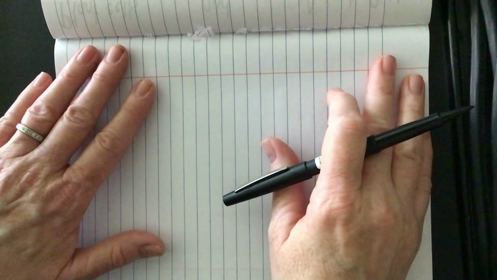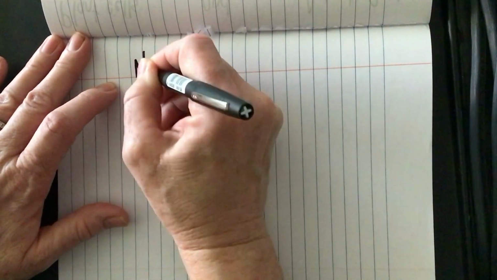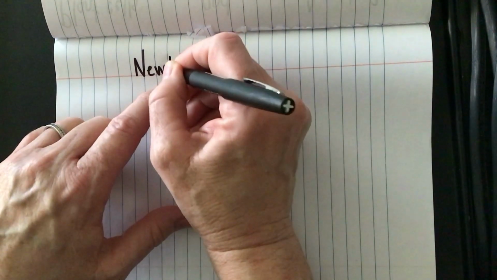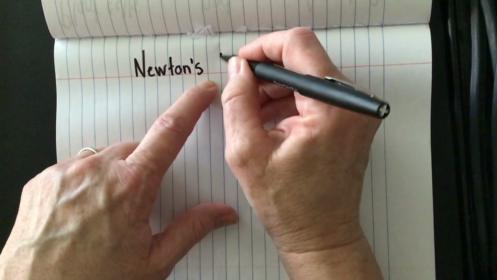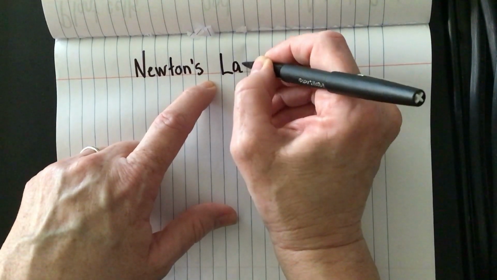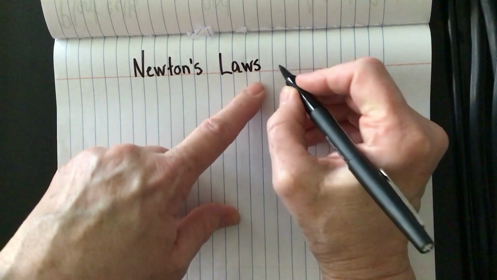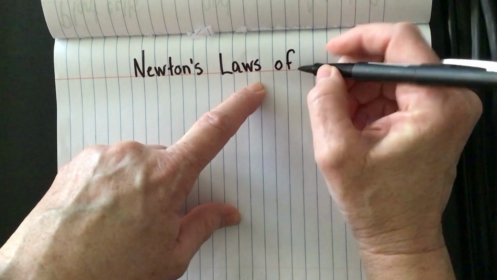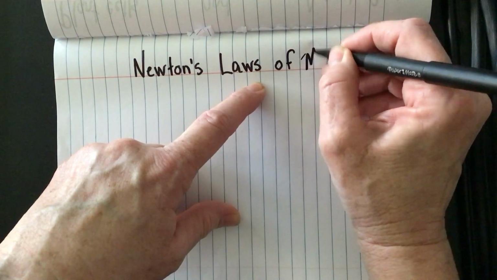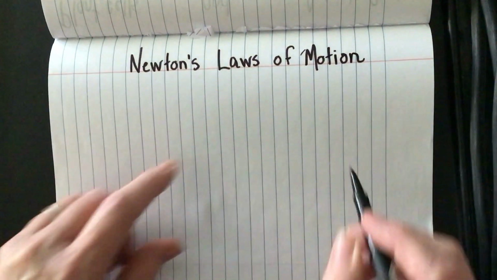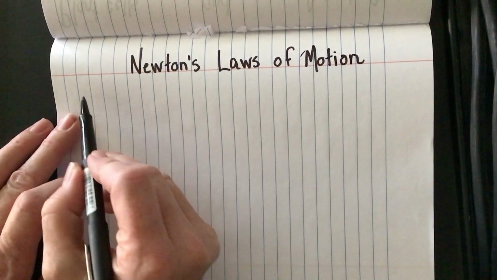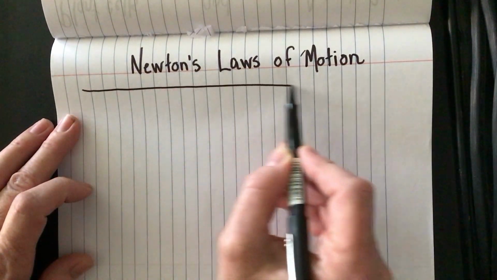All right, let's review Newton's laws of motion. So let's title, we're going to do a tree map, on Newton's 3 laws. Okay, we've got Newton's 3 laws. We're going to do a tree map.